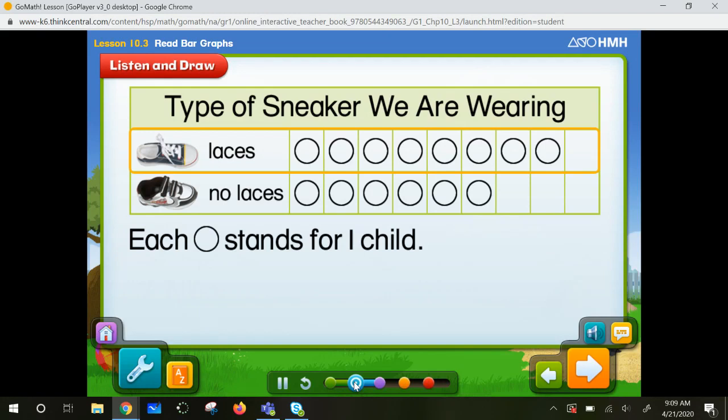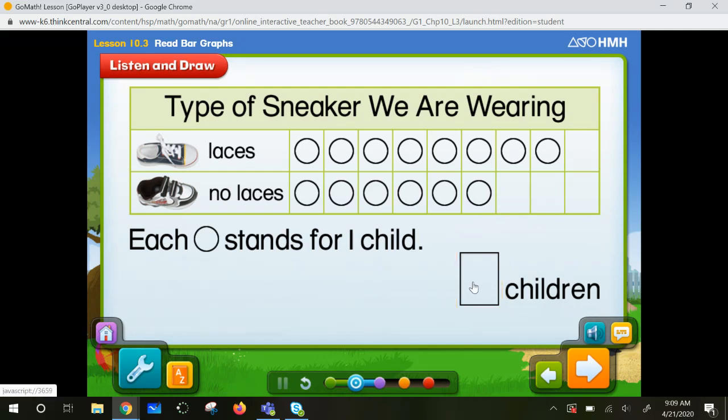For example, how many children are wearing sneakers with laces? You can count the number of circles to help you answer the question. Click to count the circles in the laces row. 1, 2, 3, 4, 5, 6, 7, 8. There are 8 circles in this row. So how many children are wearing sneakers with laces? 8. There are 8 children wearing sneakers with laces.